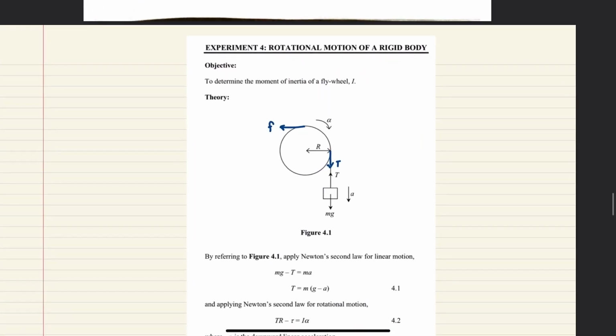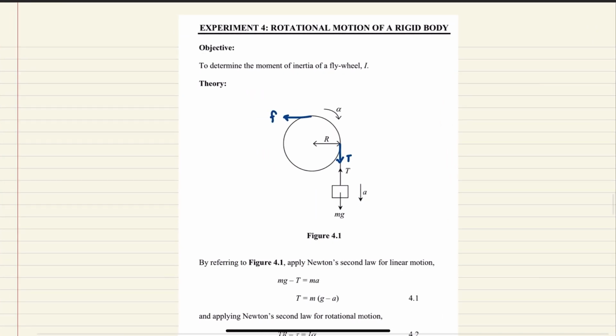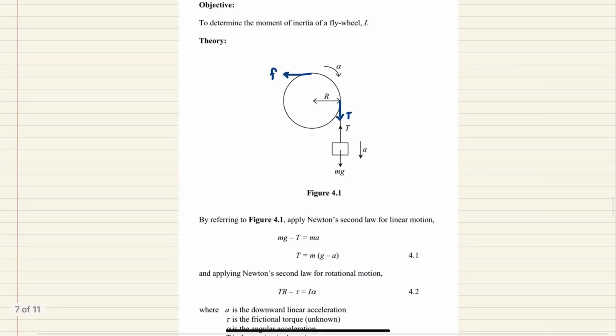Okay, now for the next experiment, which is experiment 4, rotational motion of a rigid body. So you have to watch on how to set up the experiment. So make sure you watch the video before you enter the class. Okay, objective. I'm not going to go through the theoretical part. Maybe I go through a little bit.